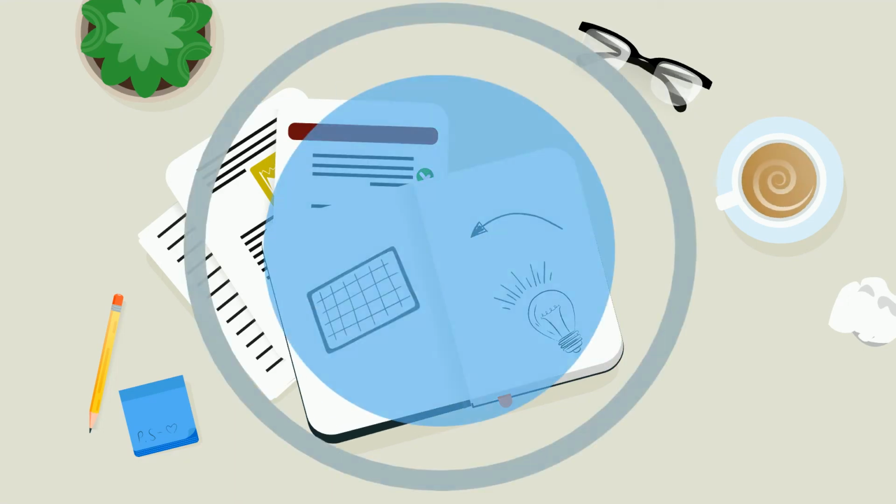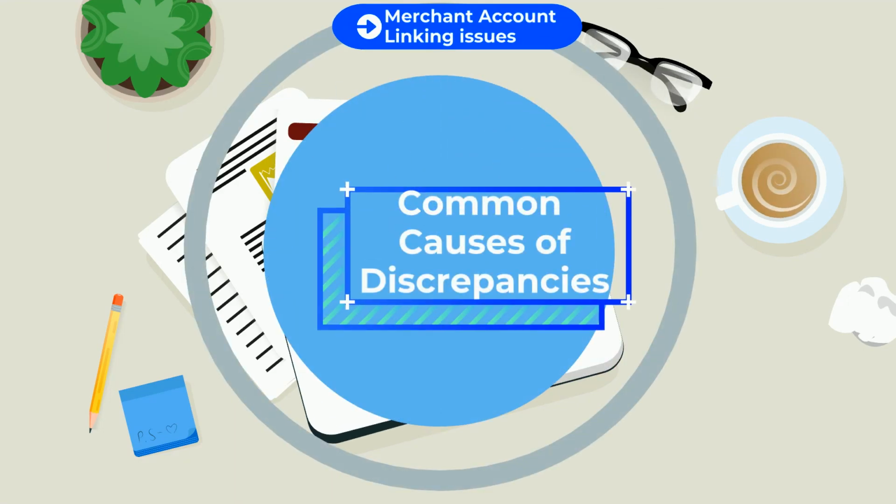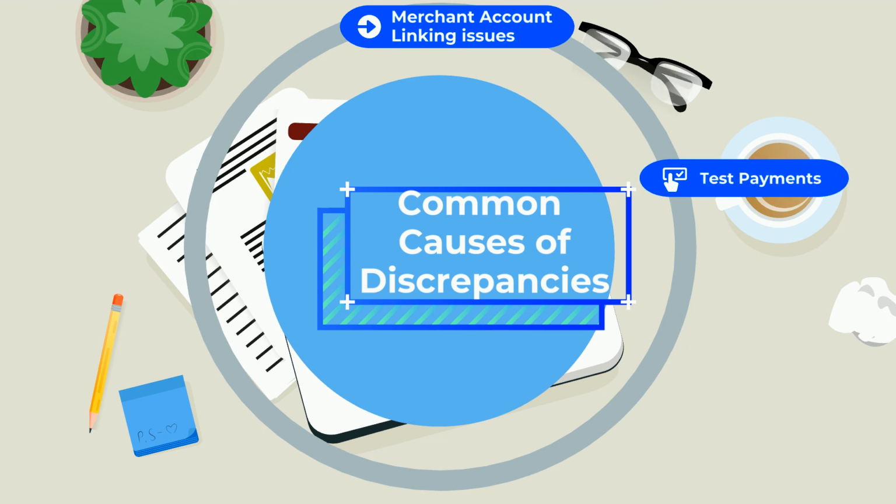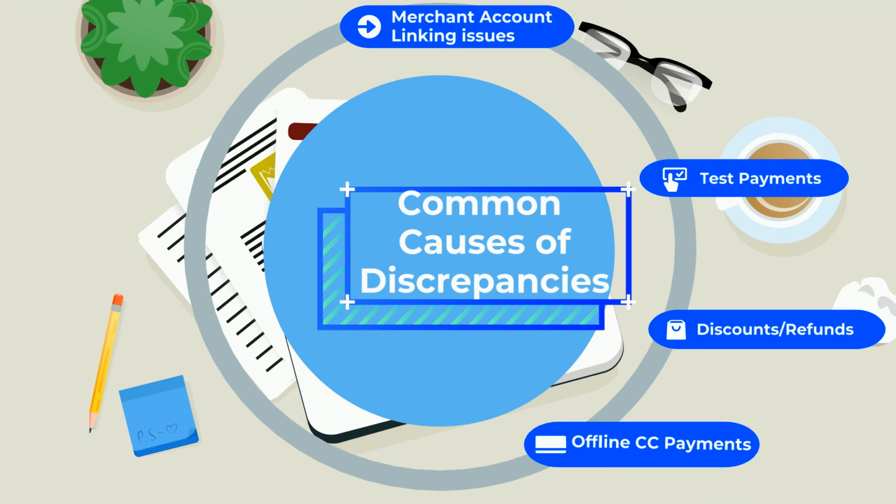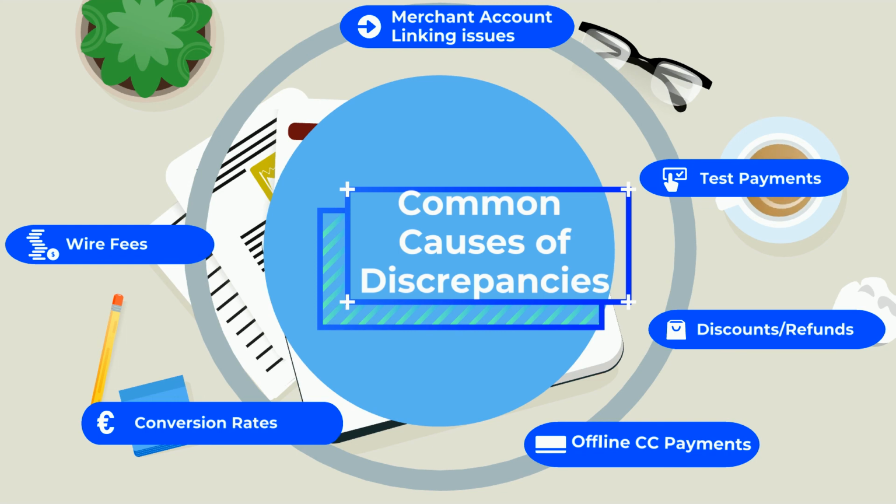Common causes of discrepancies include issues with merchant account linking in the beginning of the payment process, test payments that do not belong in the registration report, discounts and refunds applied, offline credit card payments and other offline payment types, conversion fluctuations, fees on wire transfers, and payment description. For example, CB users will see some payments as IEEE transfers, but they could be payments that arrived to IEEE as a check or a wire and were later transferred into the account. Contact your analyst if you are unsure of the nature of any IEEE transfers.